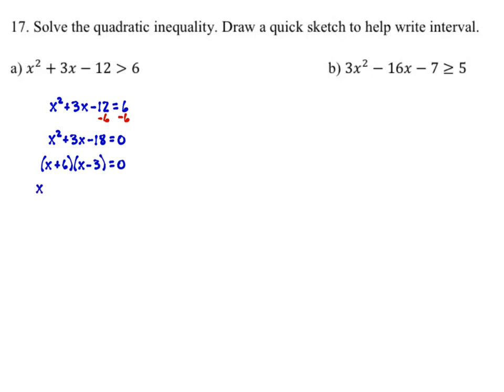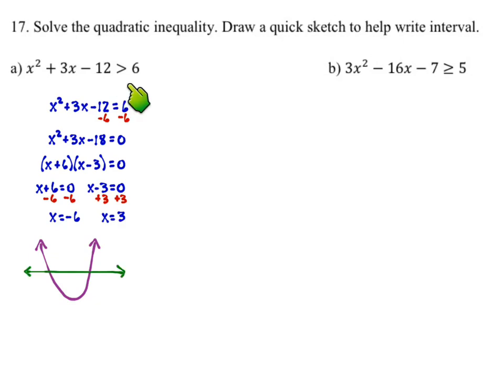And then we're going to set each of these factors equal to 0, so x plus 6 equals 0, and x minus 3 equals 0, and then solve each of these separately, so you get x equals negative 6 and x equals 3. Then we have this parabola here. This parabola opens up because the a value is positive. And then we have this line representing 6. Well, what part of that region do I want? I want the part that is greater than the line, so I want the part above the line. Well, how many pieces of that parabola are in that upper part?